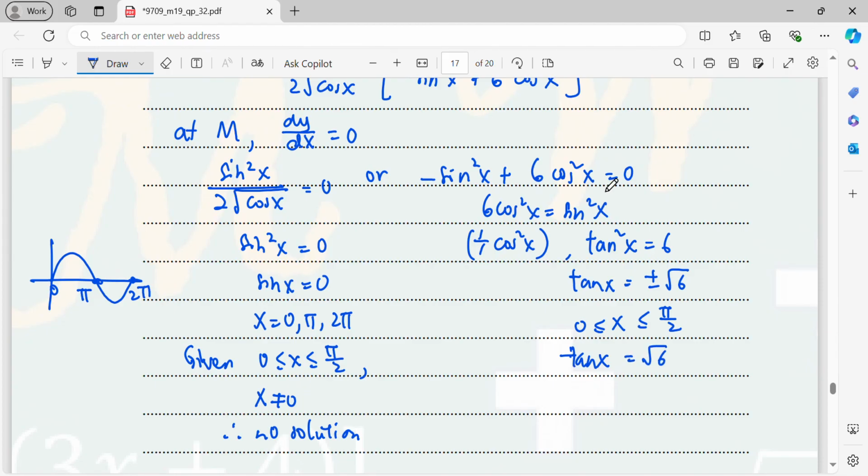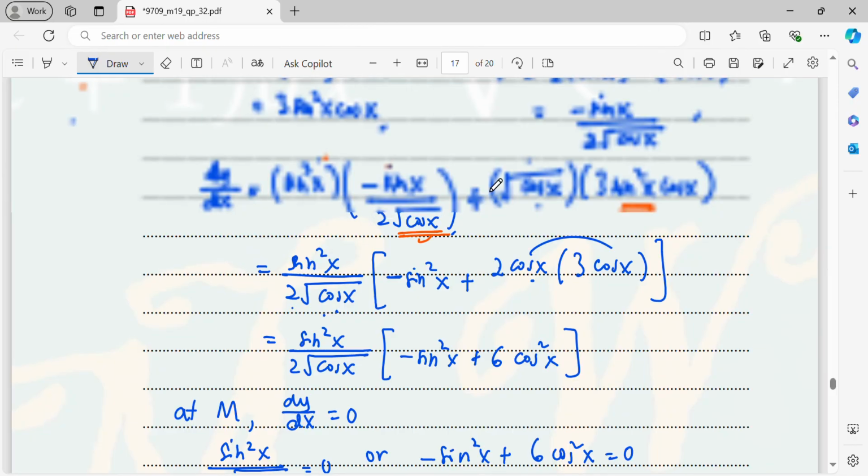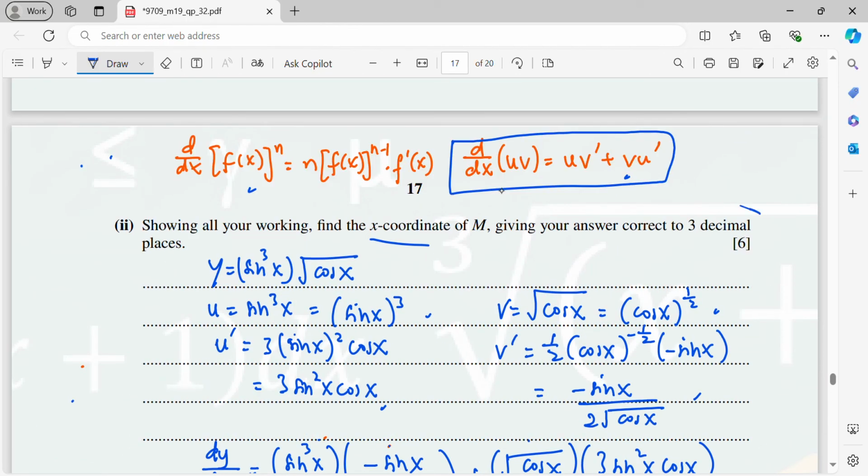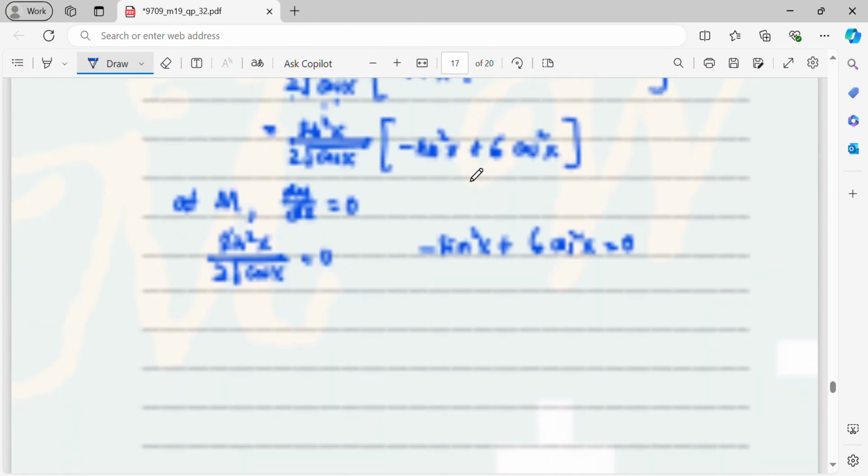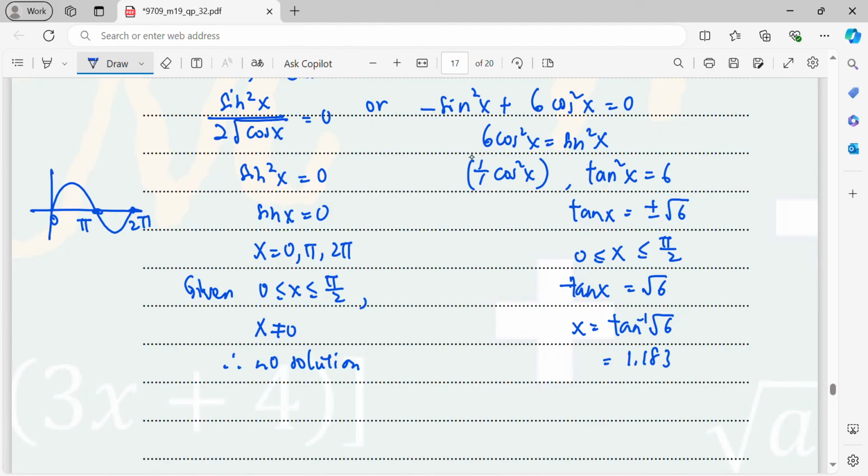So then you can just use a calculator. x is inverse tangent square root 6, and then that is going to be 1.183. Let's go back to the instruction of the question: 3 decimal places. Okay, so that is your x value. That means the x coordinate of M equals 1.183. So that's the solution of this question.